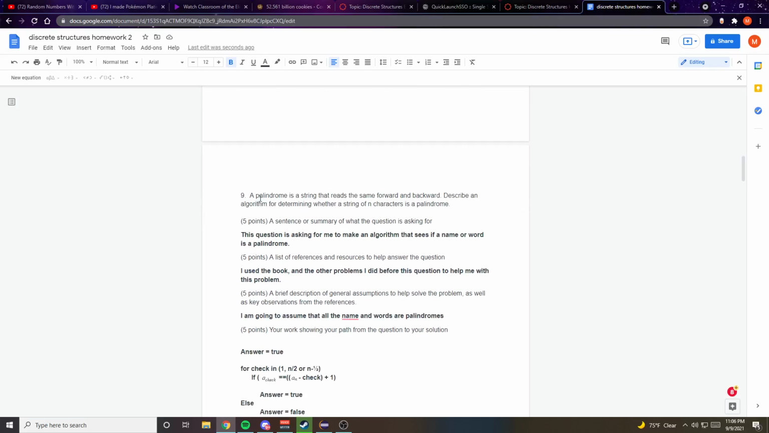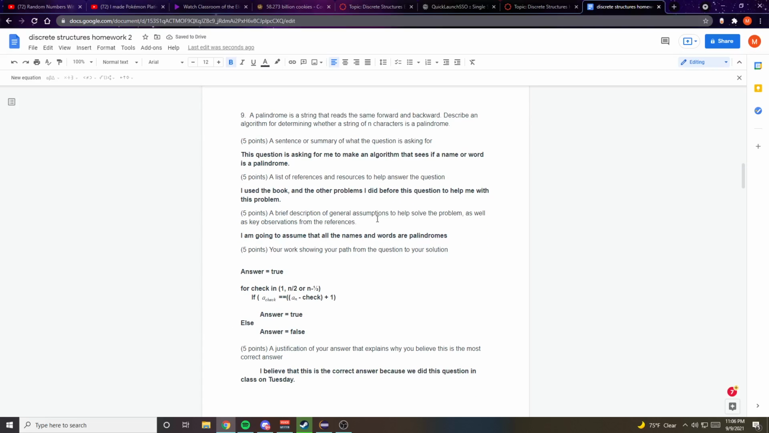Number 9, we're going to be making a palindrome algorithm. We basically see if a string of characters is a palindrome. The question asks me to make an algorithm that checks whether a name or a word is a palindrome, like racecar, and then says yes, this is a palindrome. I used the book and the other problems to help me out, and I think we also went through this one because I remember we talked about palindromes during class.